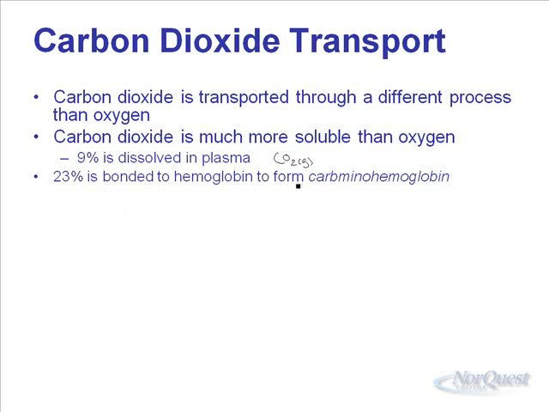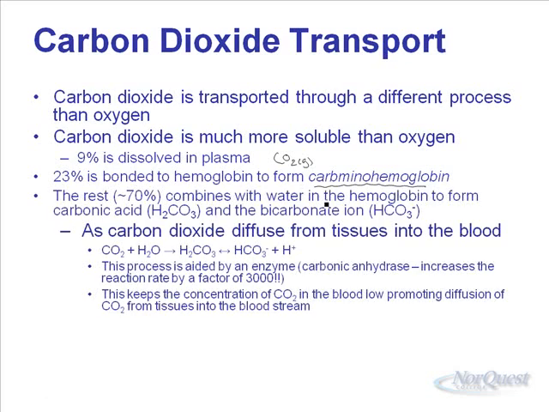23% is carried by hemoglobin. So it turns out that carbon dioxide can bond to hemoglobin, but it's much less efficient than oxygen. Only about 23% of the carbon dioxide in our blood is actually bonded to the hemoglobin. The rest, and this is the important one, so the first two, if you don't remember, nobody will know that you don't remember most likely, but this is the one you want to pay attention to.